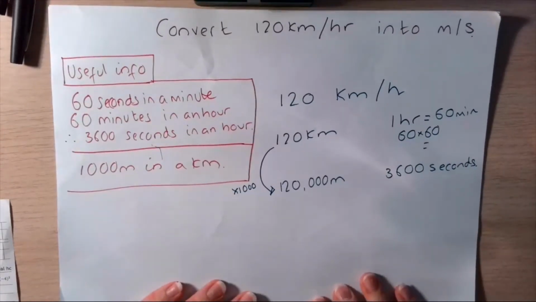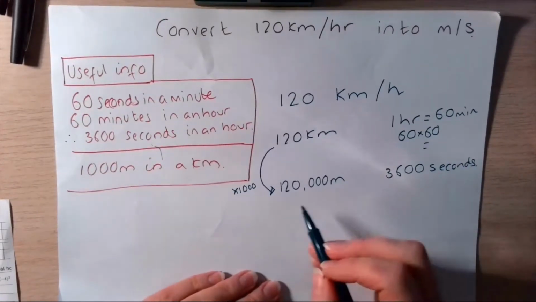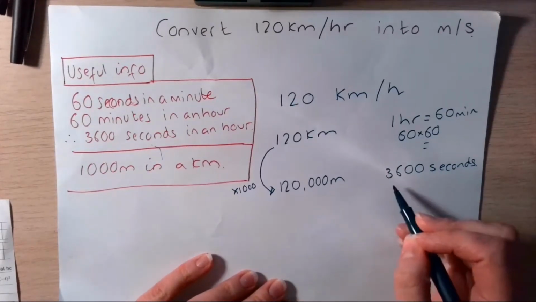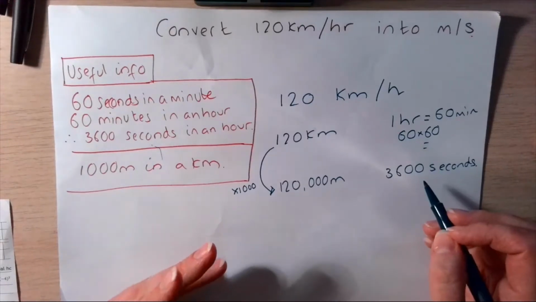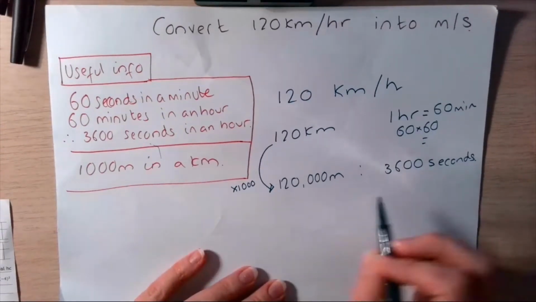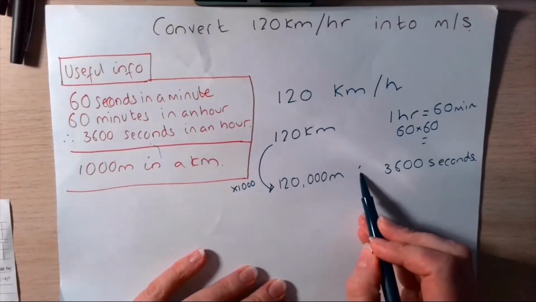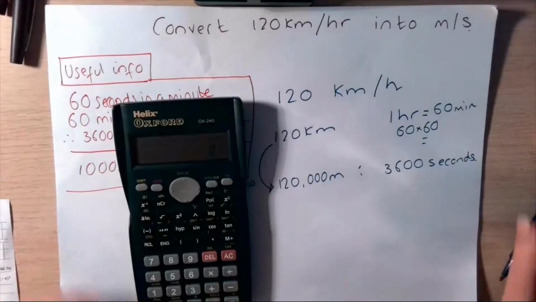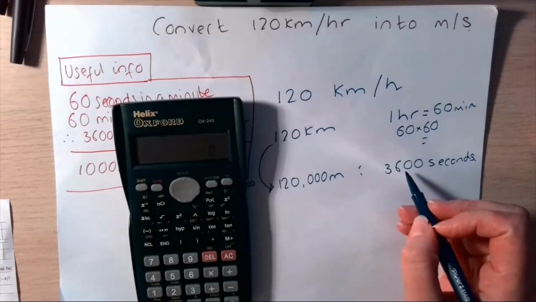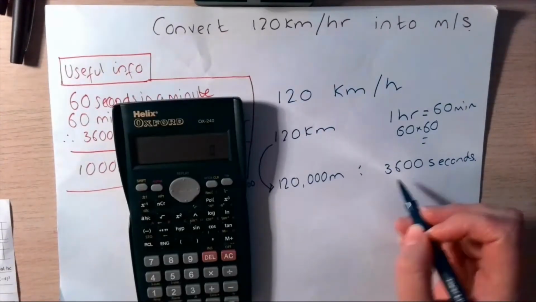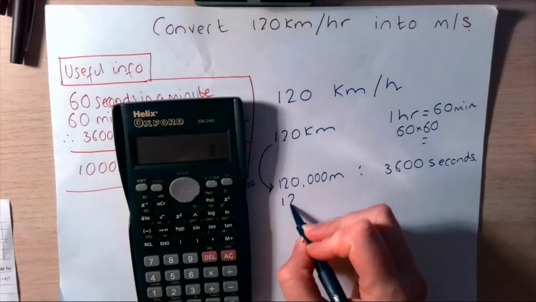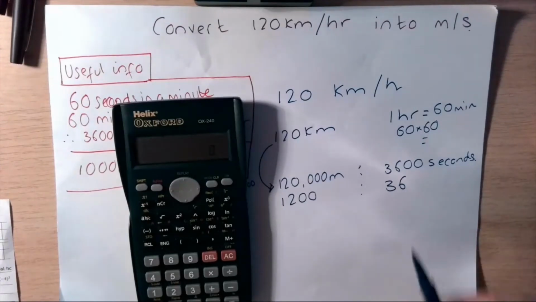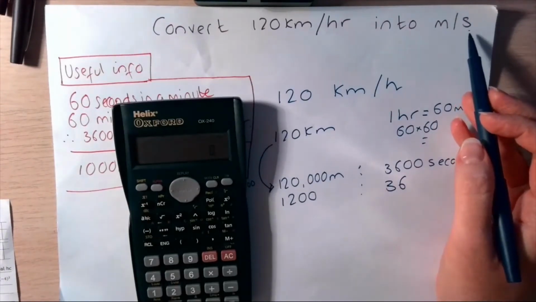Now we've got to this point, we are going to put this together. So we could say 120,000 metres per 3,600 seconds. Not particularly useful though. We're going to simplify this a bit like we would a ratio. So we're going to have the two numbers here, and we're going to simplify. You can use a calculator if you need to. The first thing we could do is just divide each one of them by 100. So we get 1200 to 36.